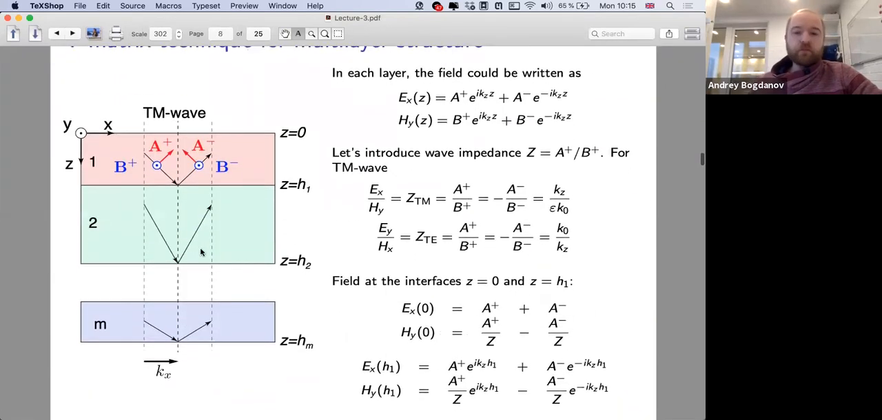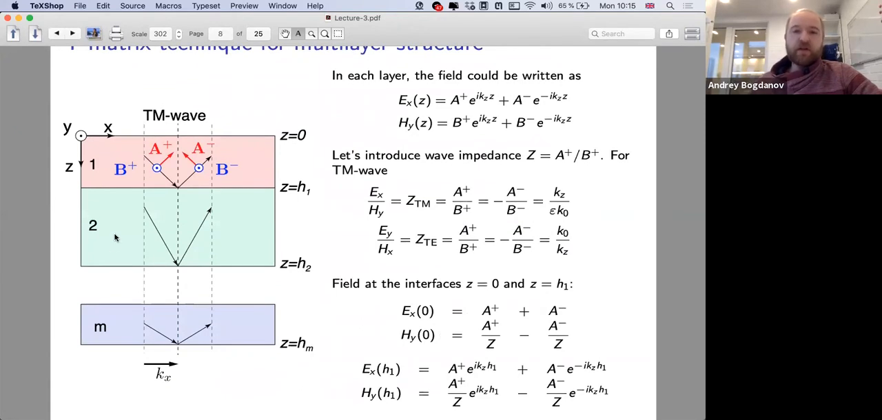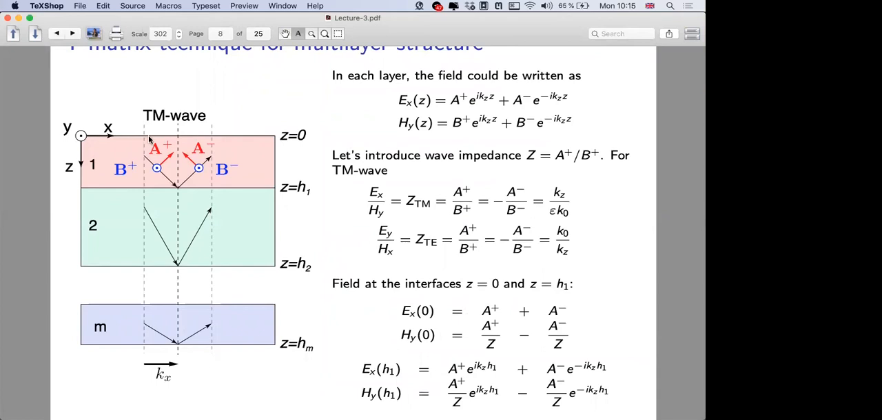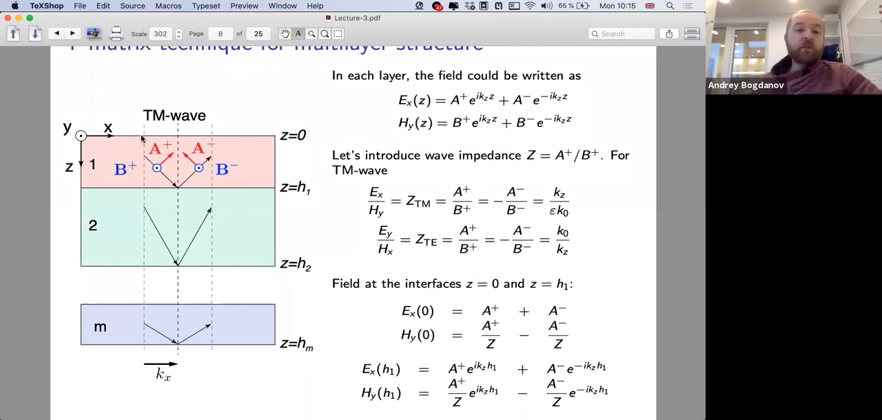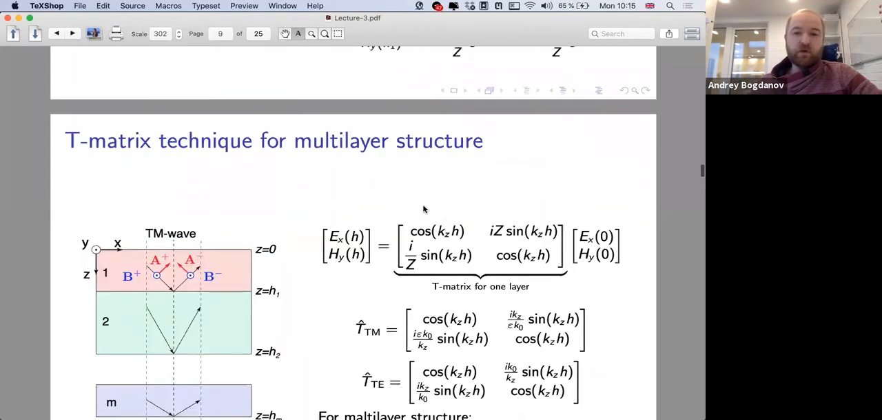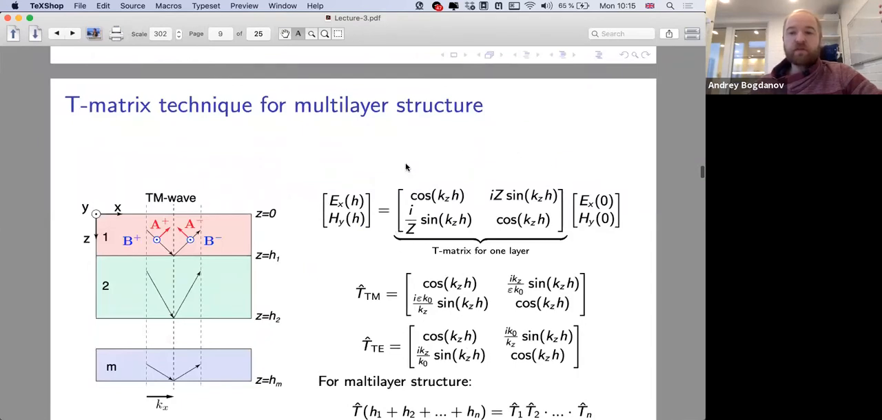And then we introduced the transfer matrix method. Let me remind you that the transfer matrix method sets the relation between the tangential components of the electric and magnetic field at one interface and another interface. This relation is linear, so we can describe this dependence by some matrix. Here we can see this is the T-matrix, or transfer matrix. This is the tangential component of the electric and magnetic field at this interface, and this is the tangential component at the initial interface.